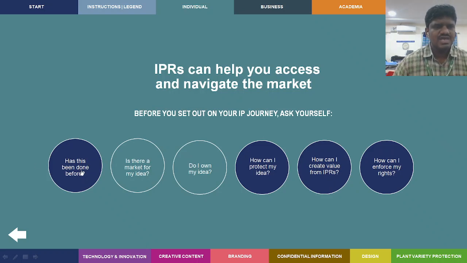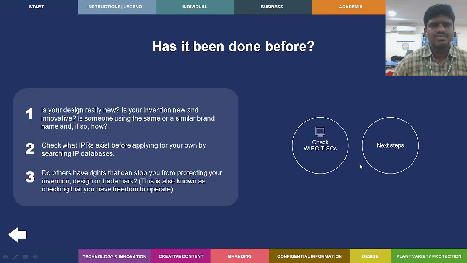The first one is, has this been done before? Very simple. So first you have to check whether it was done before or not. Is your design really new? That is important. Is it innovative? Right, innovative, new. Okay, so these two words are very important if you want to file an IPR.